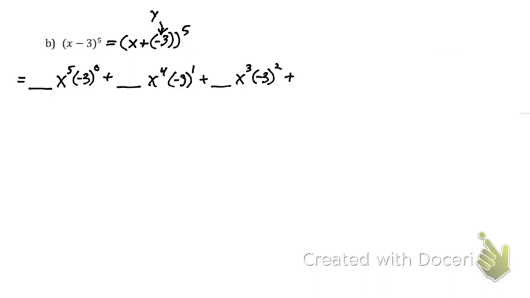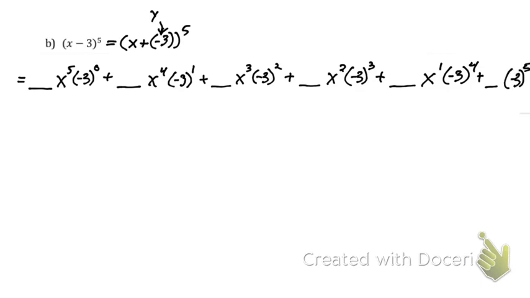Then we'll have plus coefficient. We'll have x squared times negative 3 to the 3rd. 2 plus 3 is 5, plus a blank. Then we'll have x to the 1st, negative 3 to the 4th. 1 plus 4 is 5. And that's going to be plus. Ooh, I really ran out of room. Stupid writing big. All right, we're going to have a blank, and we're just going to have negative 3 to the 5th.